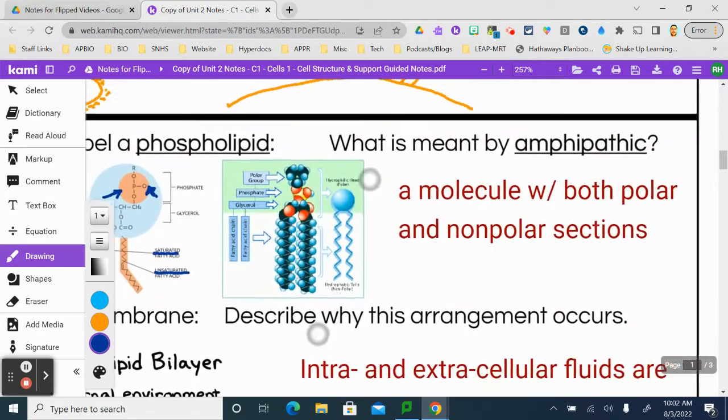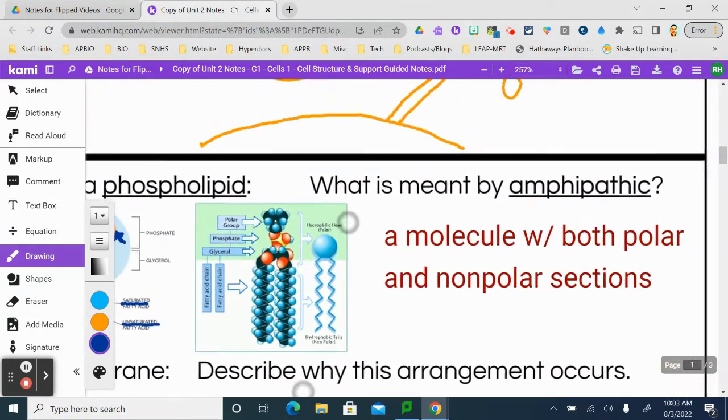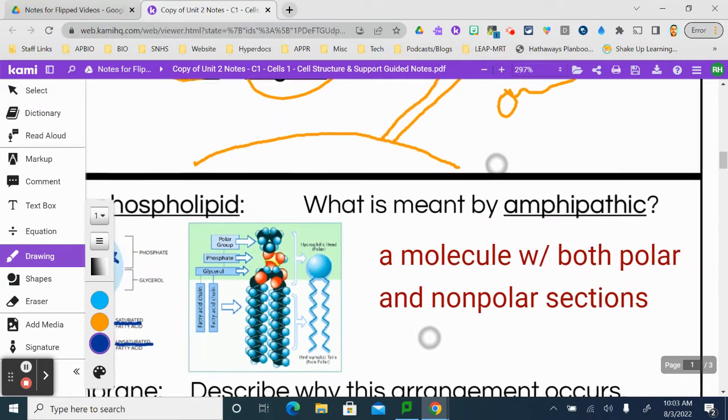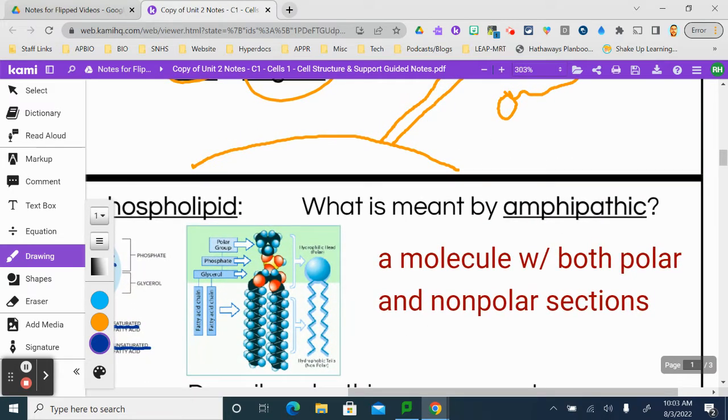Another word that we dealt with back in Unit 1 was this word amphipathic, and this one is spelled correctly compared to the last one. Amphipathic just describes a molecule that has both polar and nonpolar sections to it. And so the phospholipid is one example of that. It has a polar head and a nonpolar tail.